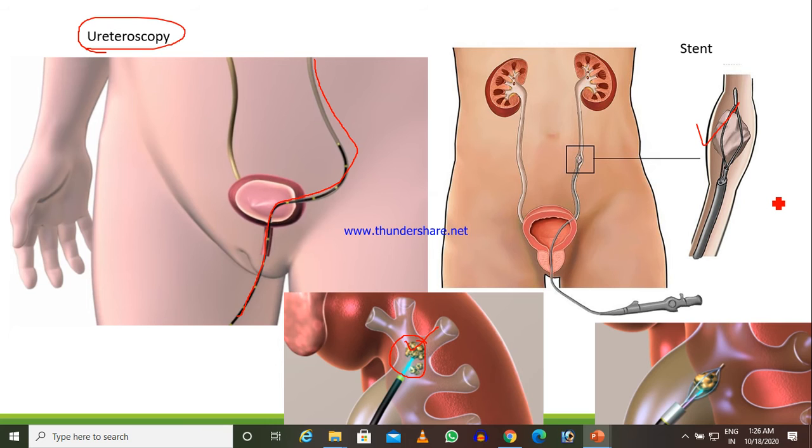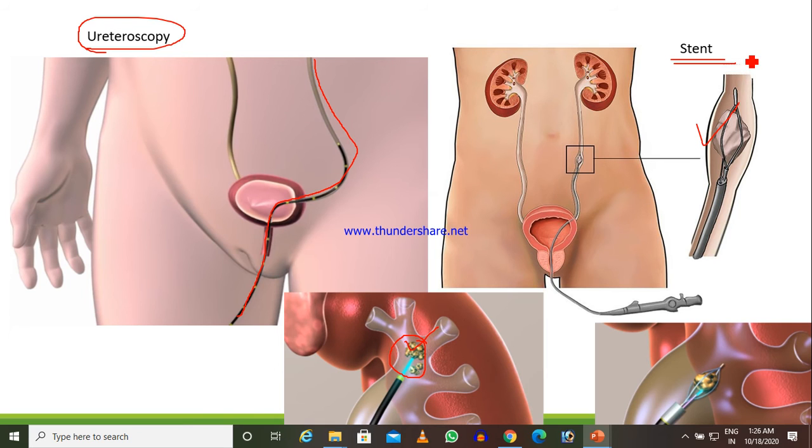In that ureteroscope, there will be something like a cage. If you push, it will expand. Now by moving it, you can catch the stone. Then you pull, and it will be tight. Now slowly you can take it out. So this technique is called ureteroscopy. So here you need to apply the stent.